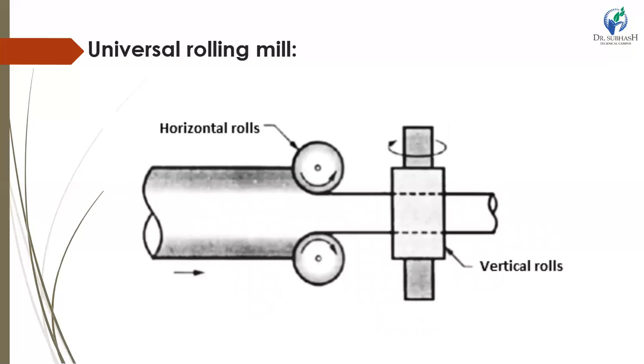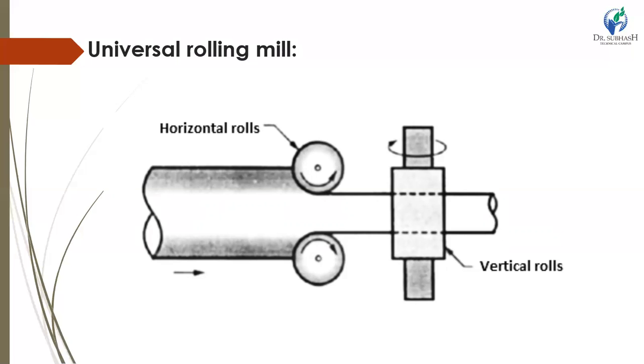Next is the universal rolling mill. Universal rolling mill is given in the diagram. In this type of mill, there are two vertical rolls and two horizontal rolls. You can refer to this diagram. In this diagram, four rolls are given. First two rolls are vertical and the other two rolls are horizontal.